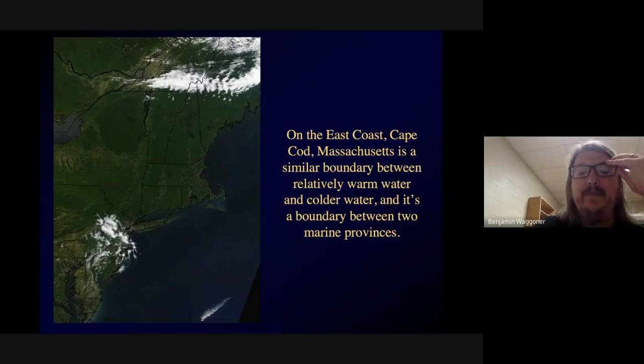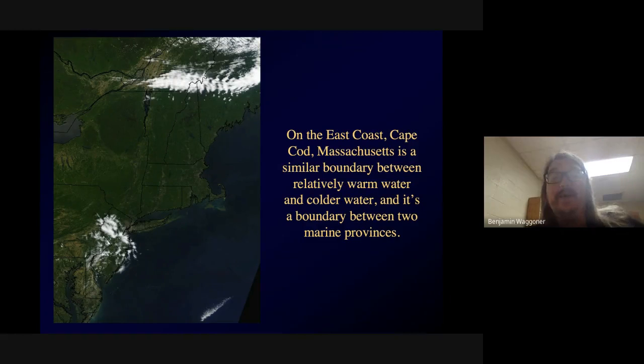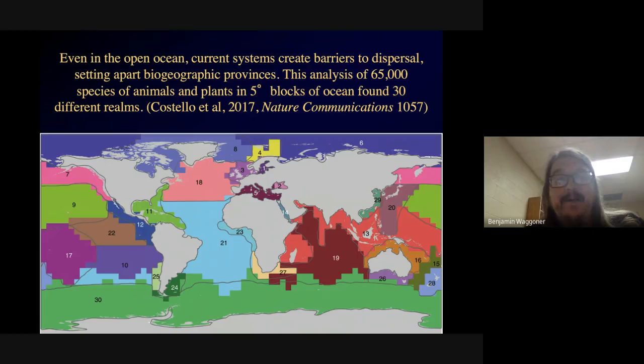Over on the East Coast, you have something similar. This is the East Coast of North America. I can see Manhattan Island. Down at the very south, there's Delaware and Chesapeake Bay. This goes up at the upper right. You've got the state of Maine. And kind of sticking out in the middle, you've got this area of land shaped like a hook. That's Cape Cod, Massachusetts. And that also forms a boundary between relatively warm water to the south and relatively cold water to the north. And that is also a boundary between two different marine provinces, two different areas that have distinctive sets of living things in common.